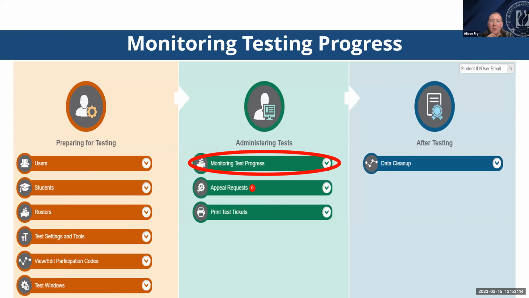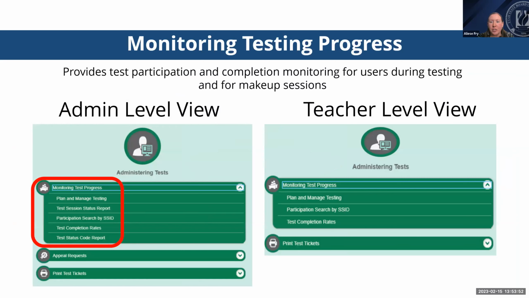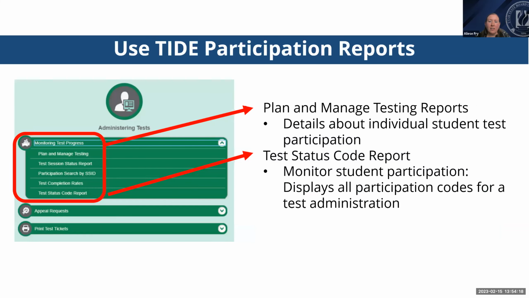Okay. So now that we've prepped for testing, we're going to look at monitoring our testing progress. There are 2 different views to be aware of with the administering test menu section. One is more for admins and one is the one that your teachers will see. You'll notice the admin side has more options, as well as the option to make test appeal requests. And we're going to go over that later. But the other added components to the admin level view include the test session status report and the test status code report. You'll want to actively monitor testing through all of your testing windows.